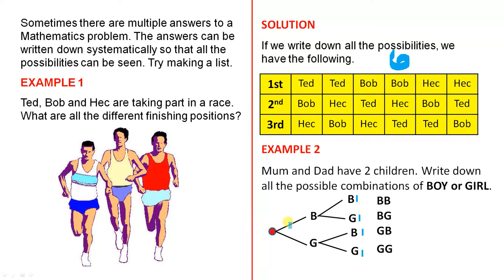You start from the beginning. BB, boy, boy. Start from the beginning. BG, boy, girl. GB, girl, boy. And start from the beginning. GG, which means girl, girl. So there are 4 different possibilities. These 2 here are different. They're not the same. Even though you have a boy and a girl, you can have the children in different orders. That's why they're not the same.